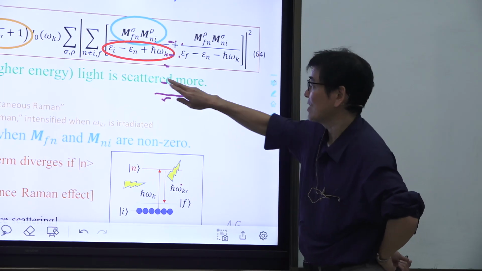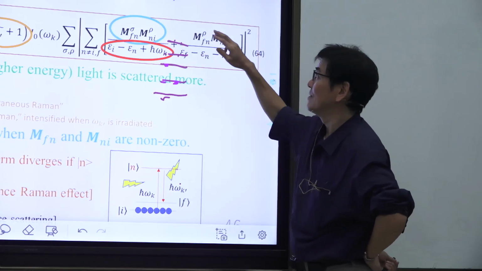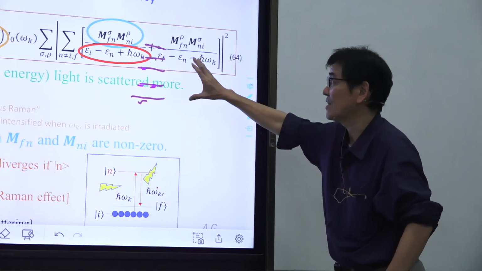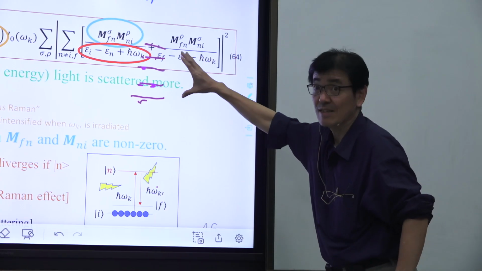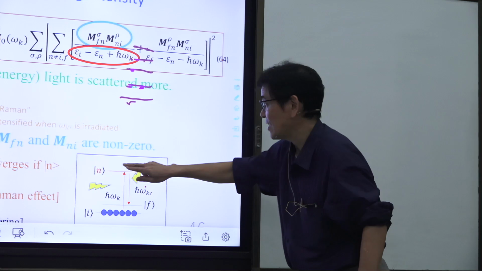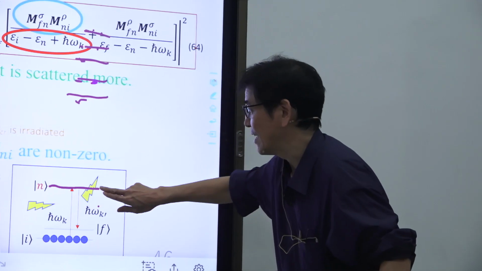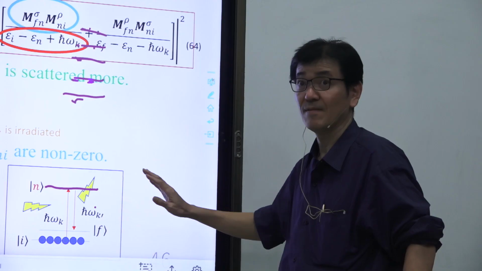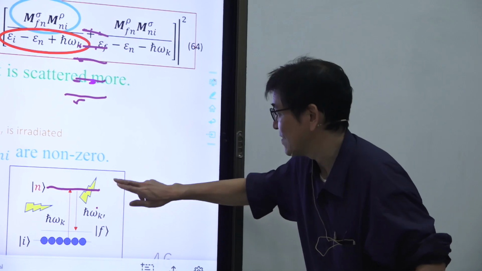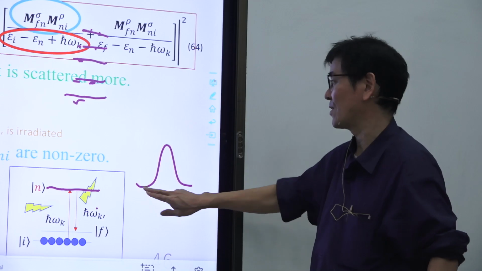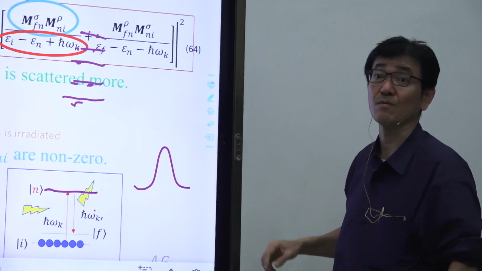We call this kind of unidentifiable state a virtual state. If there is a real energy state, then this is a real state. Real state means some absorption occurs, and an absorption band is observed.